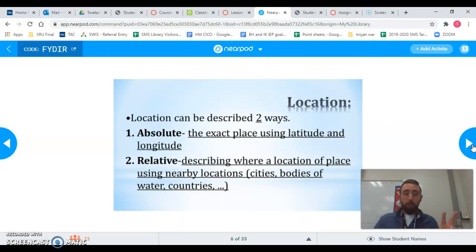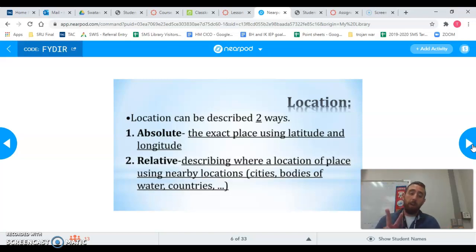Now there are 2 types of location. There is absolute location, the exact spot, using latitude and longitude on a map. So basically we could point to a map and say that's exactly where our middle school is. It is 9 degrees north by 70 some degrees west. Or we could say the address is 1101 Highland Street. We could point to it on a map, we could put it in Google Maps. That's exactly where it is.